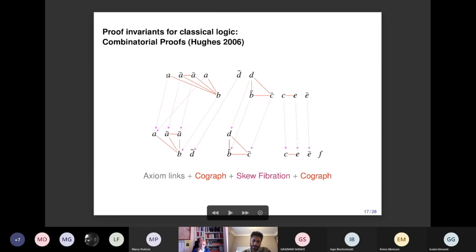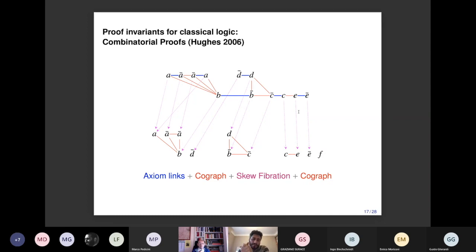But we can also encode the weakening and contractions which happen in a proof by some graph homomorphism, which has some additional properties. And so we can put this together, and using a particular proof system, we can show that any formula which is provable admits a combinatorial proof. And in general, we can take a proof in classical logic and associate a combinatorial proof to it.